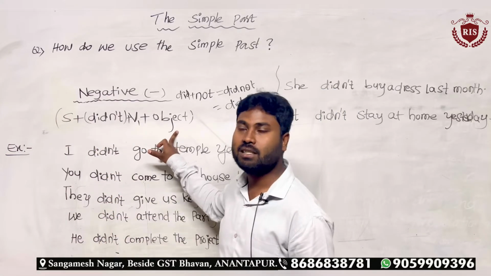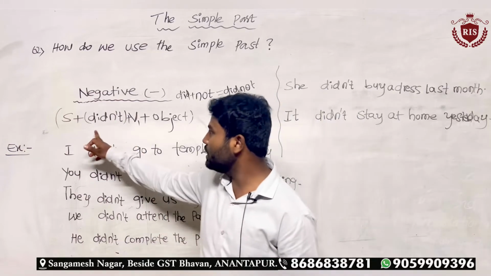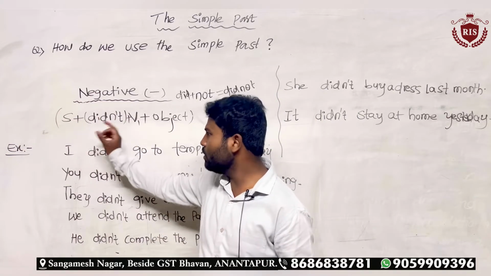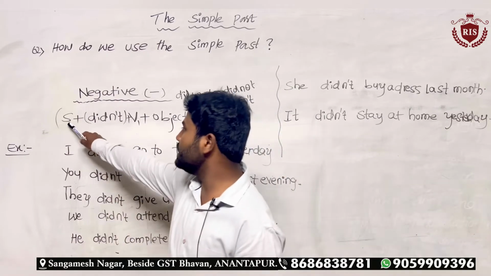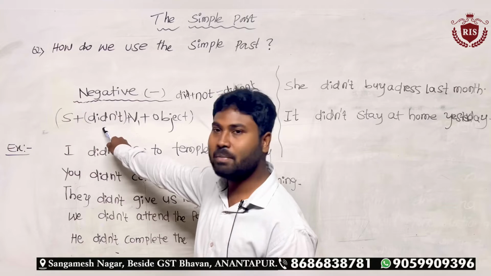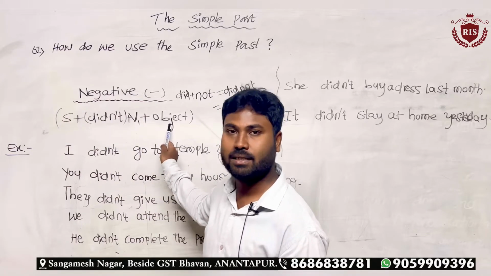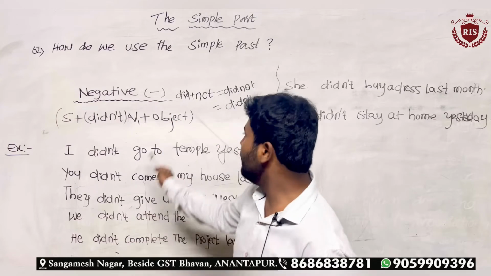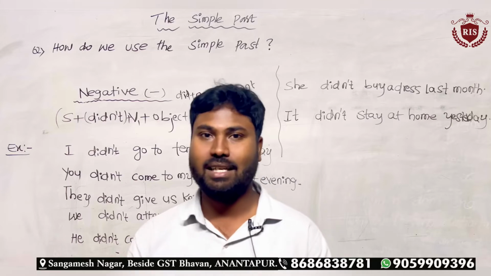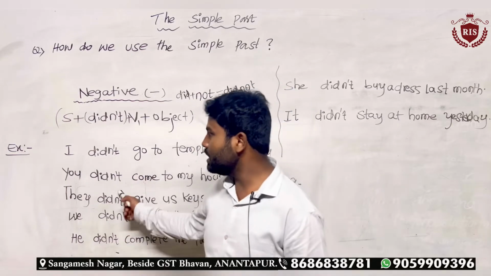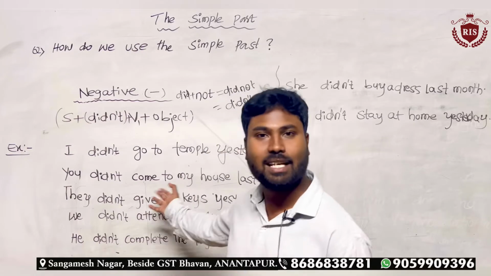Next, the object follows as usual. So let us look at the formula once again. What is the formula to frame the negative sentence? It is subject plus didn't plus V1 plus object. Now by using this formula let us frame some sentences. Some of the examples have been already written on the board. Let us see now.